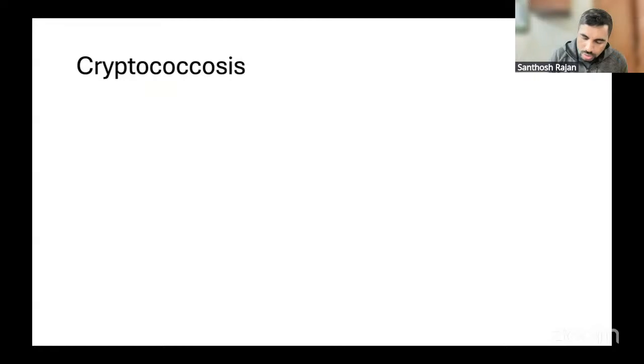Now next, cryptococcosis. When we talk about cryptococcosis, we already spoke about it. It causes one of the opportunistic infections.